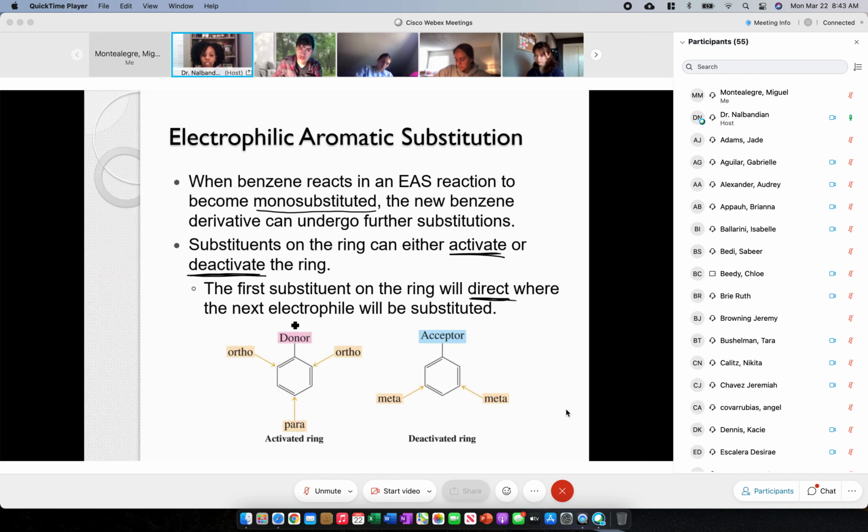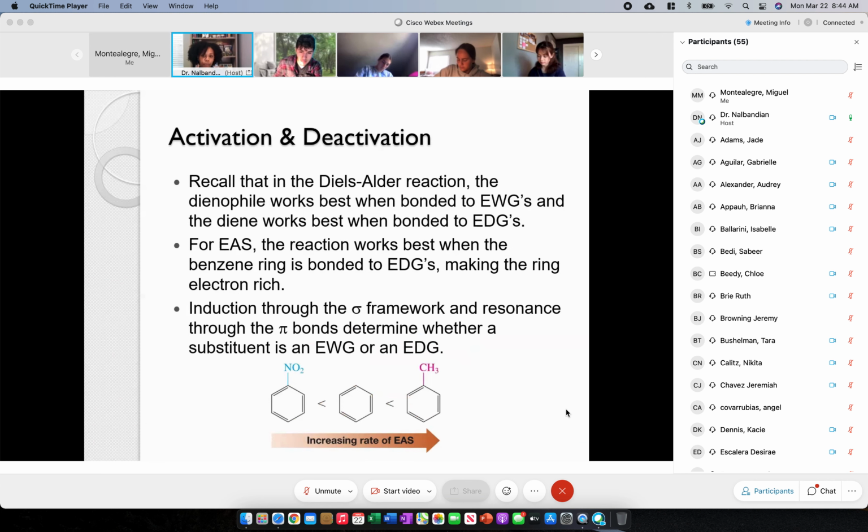But if we have some kind of a donor, something that is an electron donating group, it's going to activate the ring. But if we have an electron withdrawing group, an acceptor, something that accepts electron density, that's going to deactivate the ring. In general, something that activates the ring will direct the reaction to happen ortho or para to it. In general, something that deactivates will direct the reaction to occur meta to it. But let's look at that in more detail.